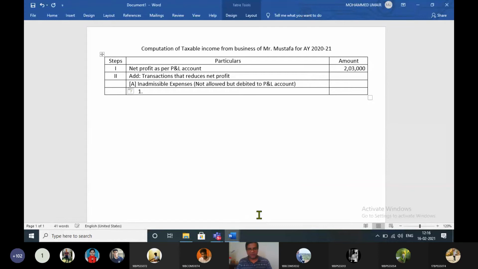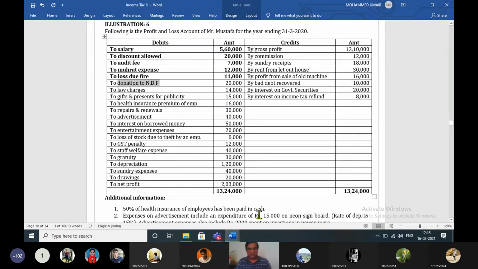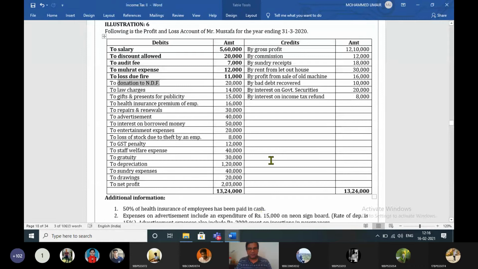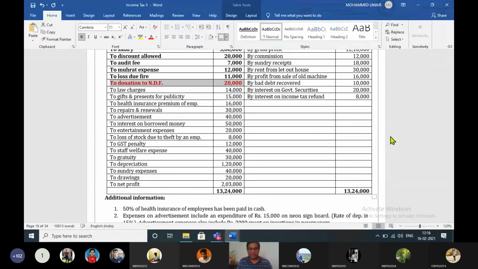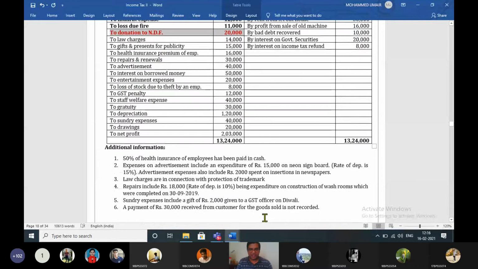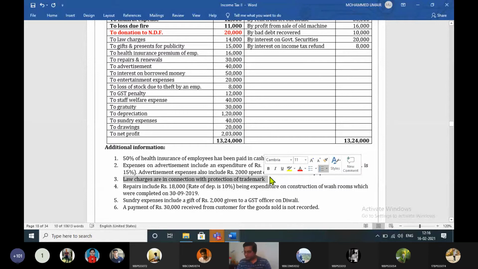So we'll write the first one, donation to NDF, 20,000. So 20,000 is inadmissible. Next, you have something called law charges, which also has an adjustment. So let's see what's the adjustment. Law charges is in connection with protection of trademark.